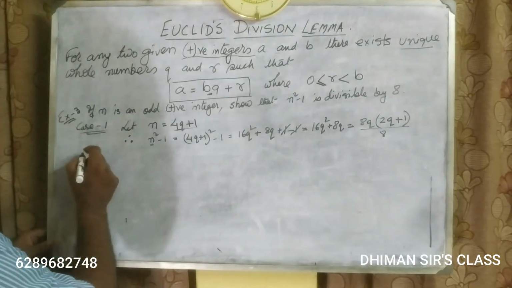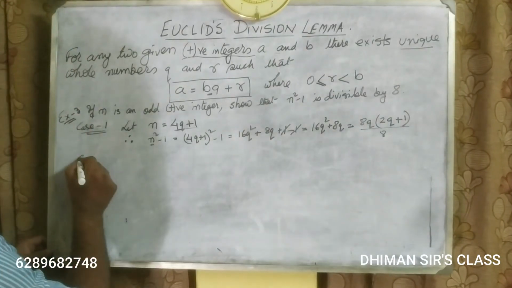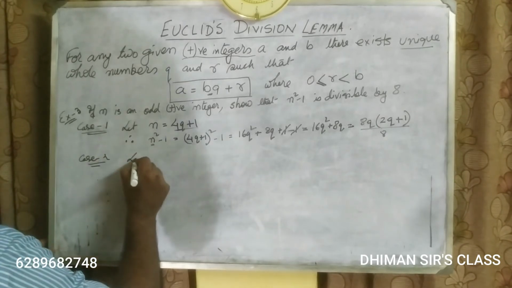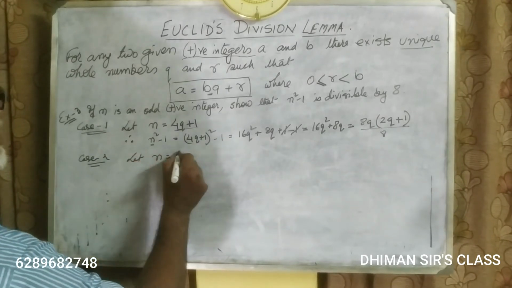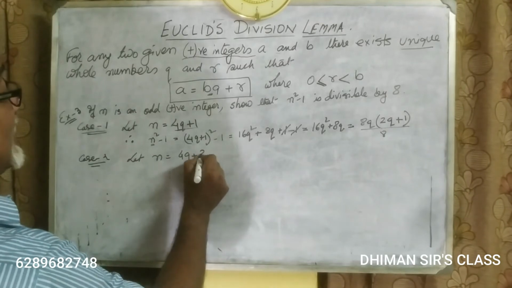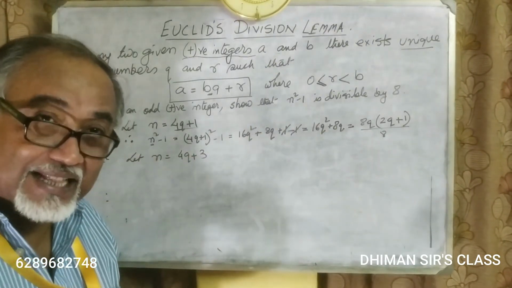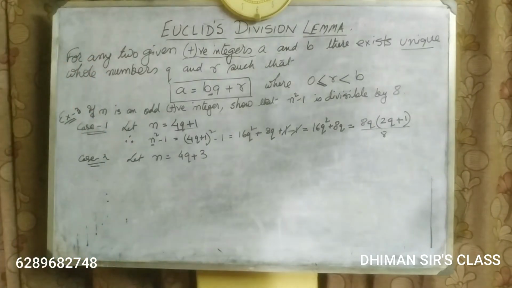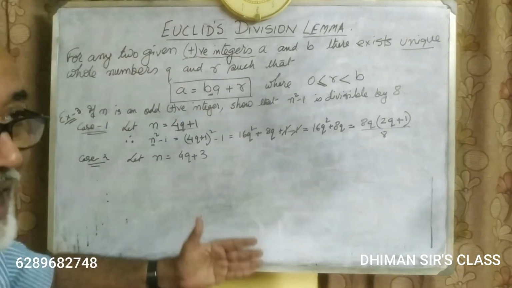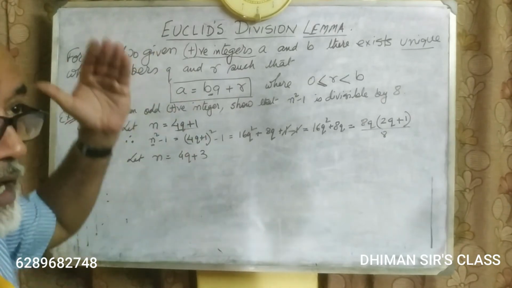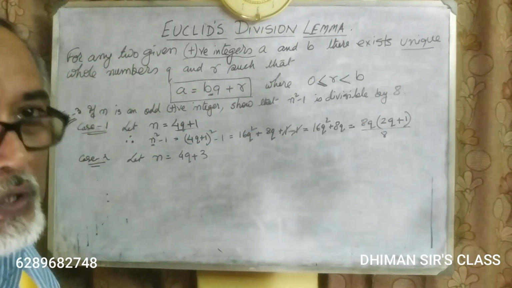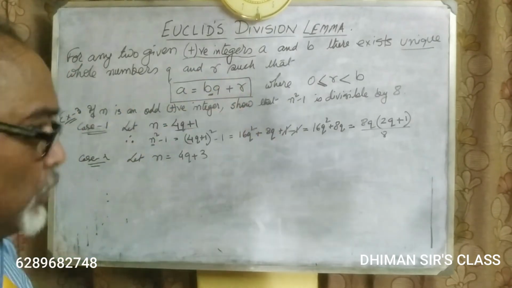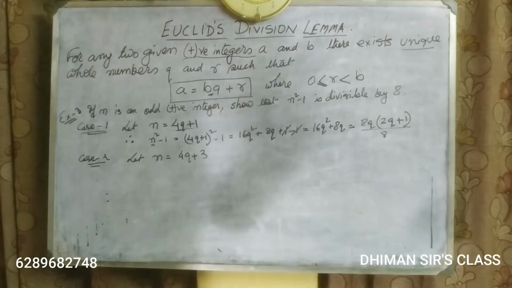Now let us take another odd number, that is case 2, where again let us take n is equal to 4q plus 3. Why sir? Another one you are taking, once you have already proved it is divisible by 8. Why? In order to make our logic confirmed by taking two examples. One example is enough, but it's better to have two examples. Now see.